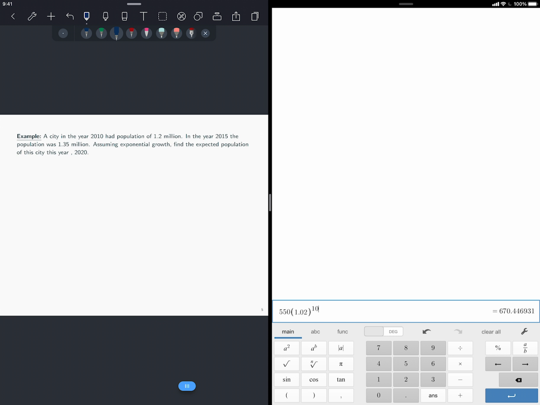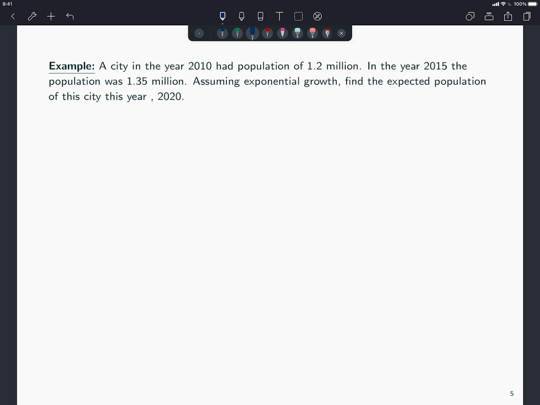So my second example is similar. It says a city in the year 2010 had a population of 1.2 million. In the year 2015, the population was 1.35 million. Assuming exponential growth, find the expected population of this city this year, in 2020. So this problem is a little bit different. It's still going to be an exponential growth, so I need to find Pn, which is going to be P sub 0 times 1 plus r to the n.